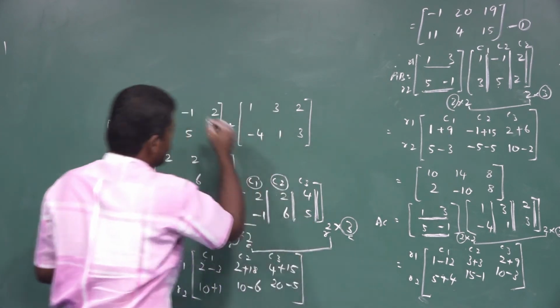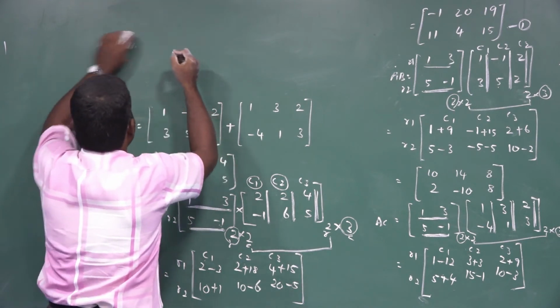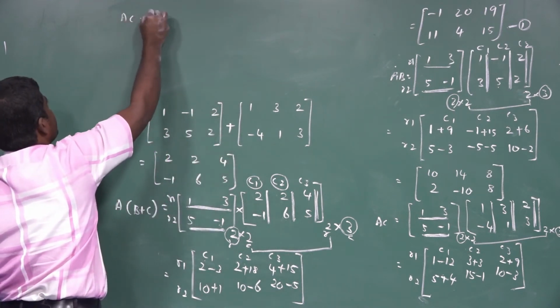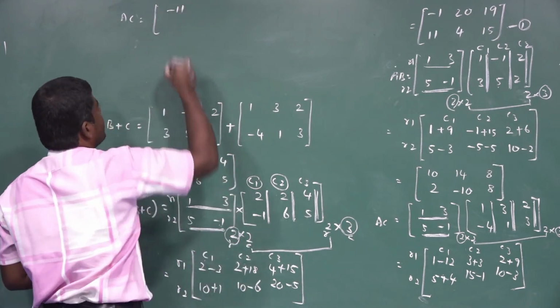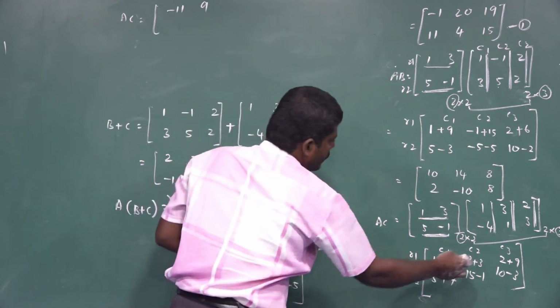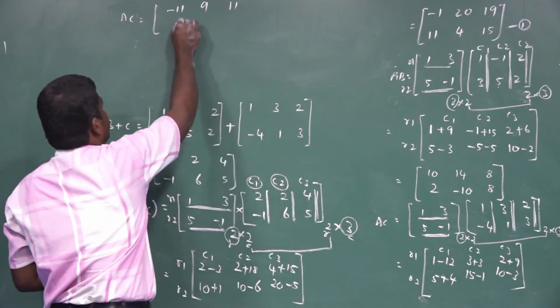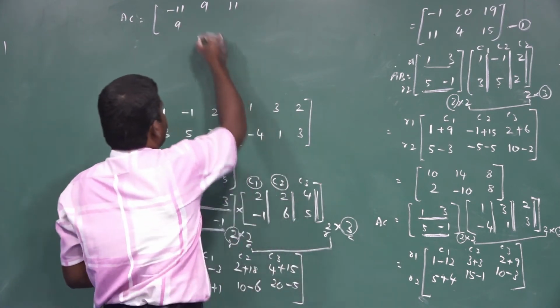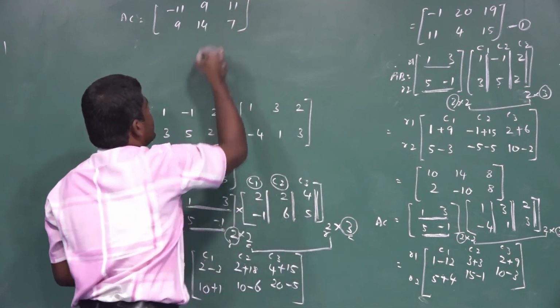Now, AC is equal to 1 minus 12, minus 11. 3 plus 3, 9. 2 plus 9, 11. 5 plus 4, 9. 15 minus 1, 14. 10 minus 3, 7. This is AC.